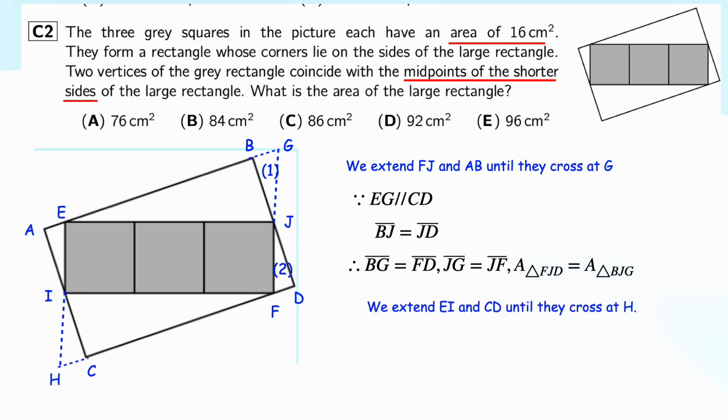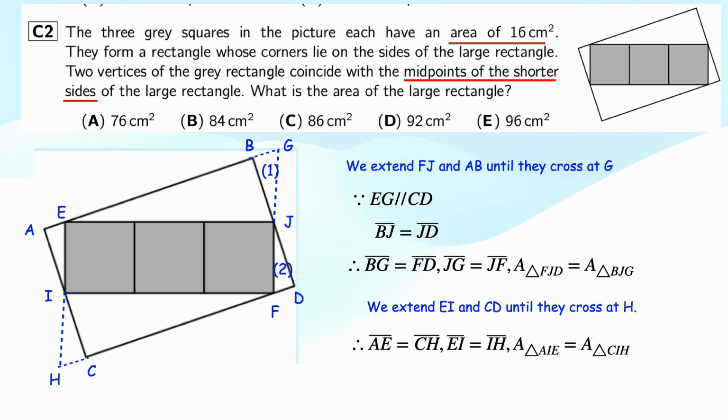In the same way, I also extend EI and extend CD until they intersect at H. Then in the same way, I can conclude that AE is equal to CH, and most important, EI is equal to IH, and the area of the small triangle AIE, which I labeled with 3, is equal to the area of IHC, which I labeled with 4.